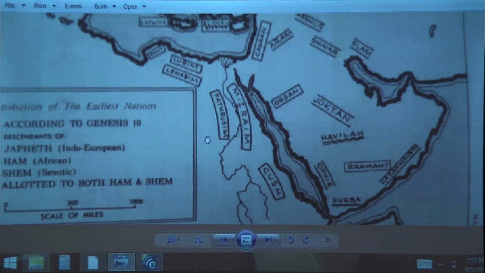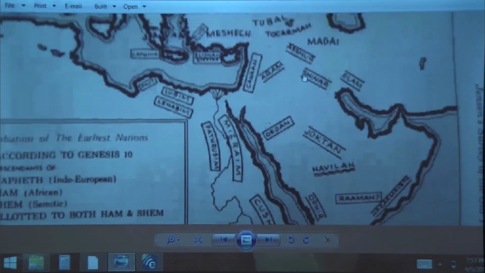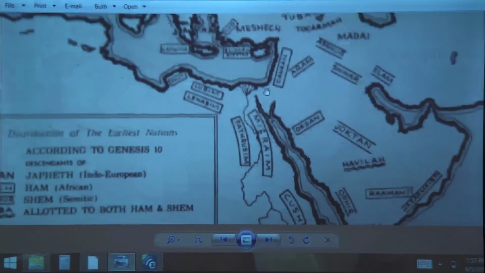So they went this direction. And then the last one is Shem. And these are the ones that just have the lines by them. You see them here. Notice, though, that one of the descendants of Ham is Canaan.